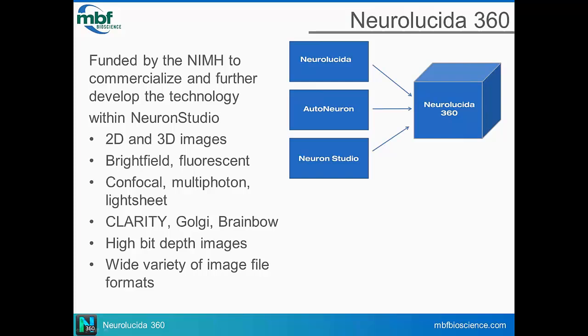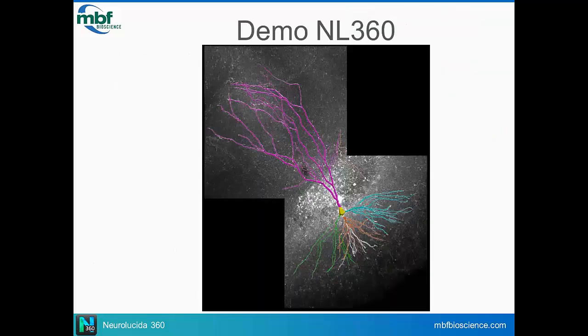What this is intended to show you is that Neurolucida 360 is taking the best of Neuron Studio and the best of AutoNeuron and the best of AutoSpine, and then adding a bunch to it to create this new 3D interactive tracing environment for data collection. And so that's what I'm going to show you right now.